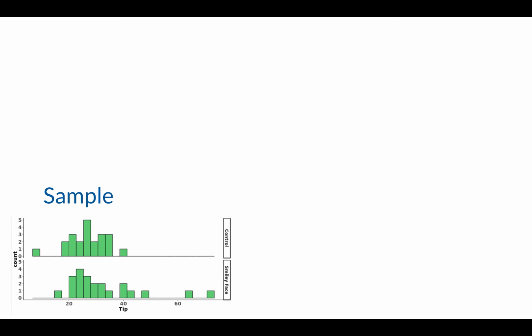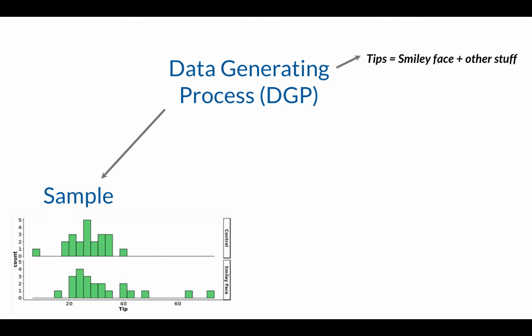But is that true in the DGP or population? The data generating process is this process that we're really interested in. When people are deciding on how much of a tip to give, is smiley face somehow part of that data generating process, right? Is it like in their little minds, they're somehow taking into account smiley face and that's making them give a bigger tip? That's one exciting theory that we might have.